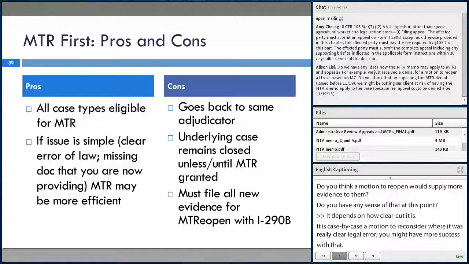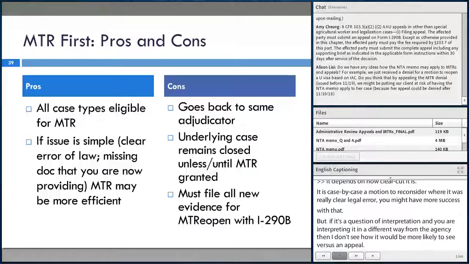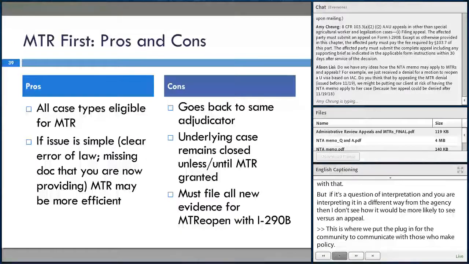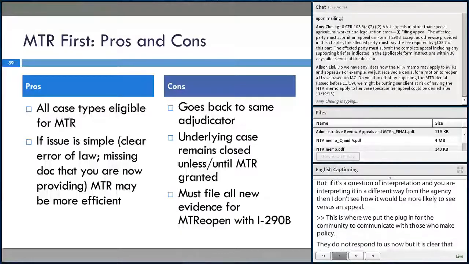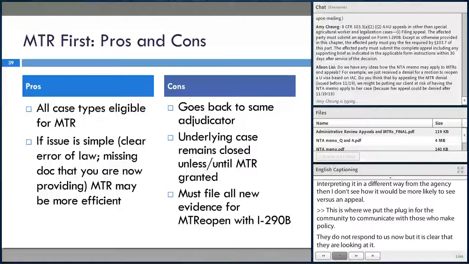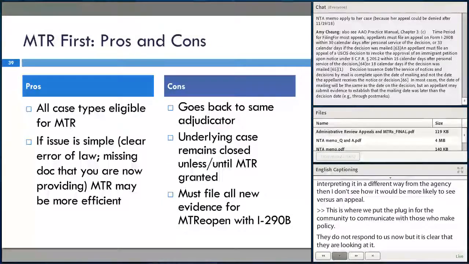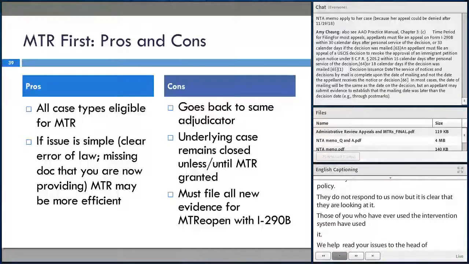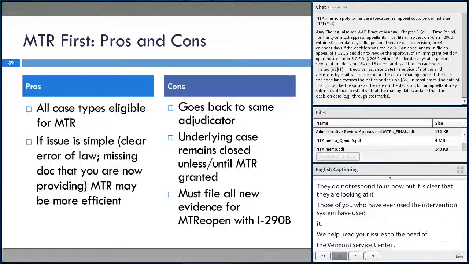Right. And this is where we put the plug in for our ability to communicate with the people who make policy in the agency. They do not respond to us now, but it's clear that they are looking at what we're sending them still. So those of you who have never used what we call our intervention system should use it, because what we do is we help raise your issues to the heads of the Vermont Service Center and to the people who make policy in D.C. for humanitarian relief. And although they won't tell us what the results of that are, it does seem in many cases to get further scrutiny. And the only way we know that is you contact us and say, suddenly I got my 485 granted or something like that. So let us help you, basically.